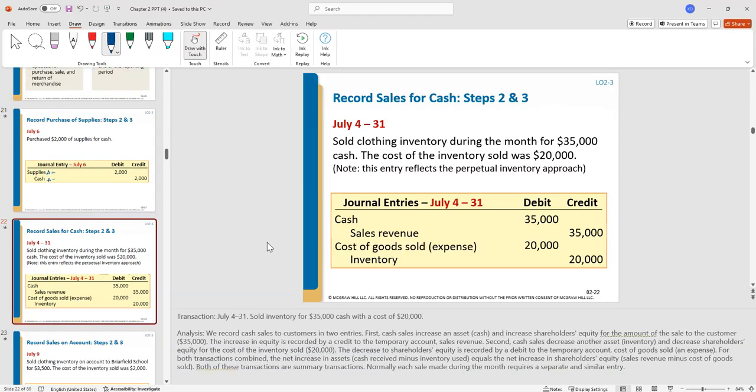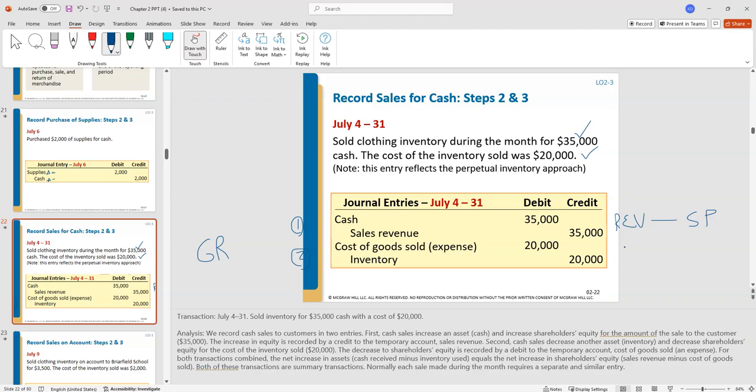Here's one you do have to be aware of, right? Whenever we sell our inventory, as a general rule, that's going to give rise to 2 journal entries. In this case, it looks like we sold our inventory for 35 and it cost us 20. Journal entry 1 is to record the revenue from the sale, and that's based off the sales price. So debit cash, credit sales revenue.